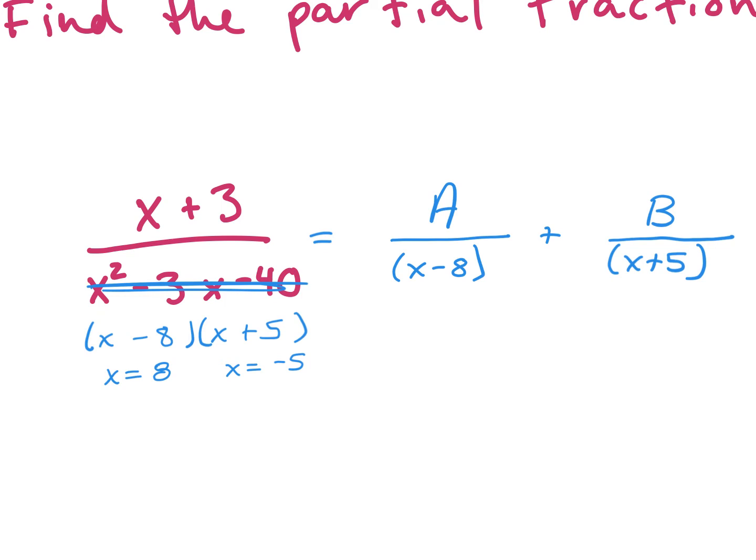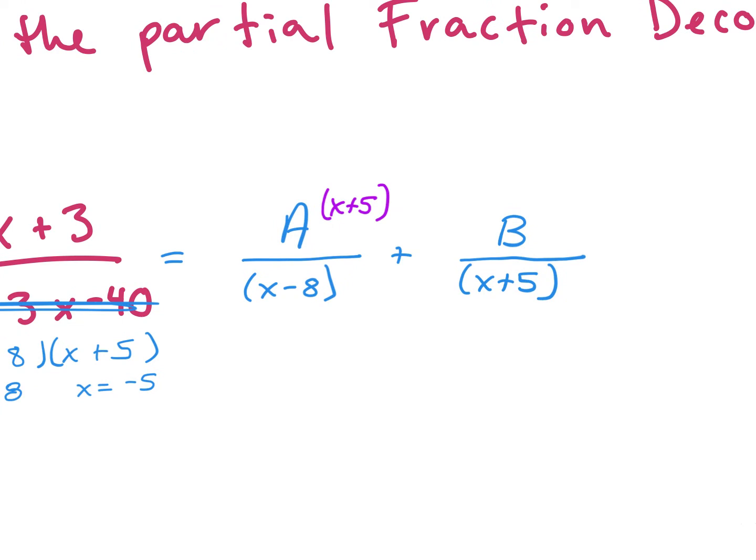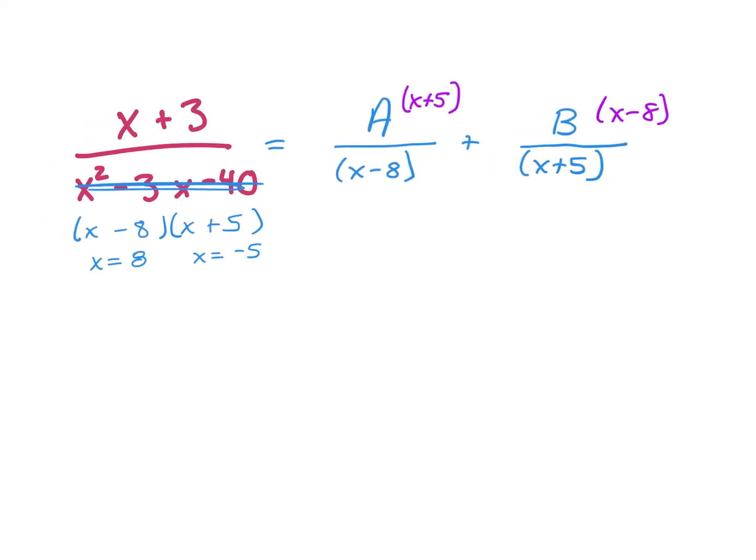So I look at that first fraction. I have x minus 8. What am I missing? X plus 5. Good. My second denominator has x plus 5. What is it missing? X minus 8. Perfect. So now I'm going to write my equation that I'm going to use to solve this. And I'm going to say x plus 3 equals a times x plus 5 plus b times what?